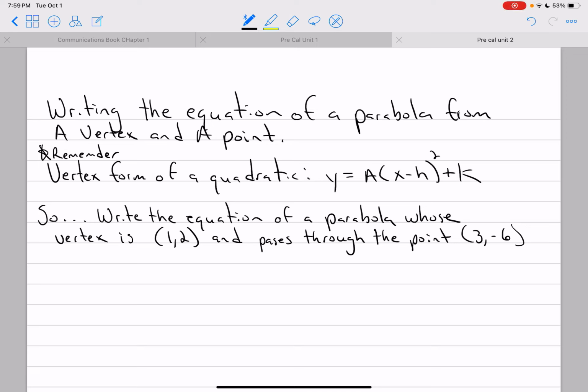Got to give the people, get the people what they want. People want to get this homework, they want to get it done, so here we go.